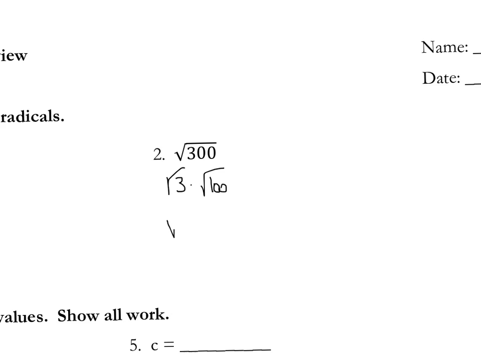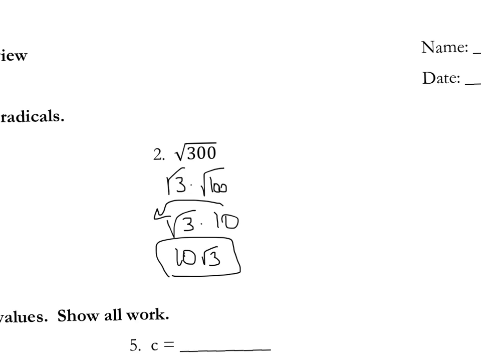Now, square root of 3 cannot be simplified, so I'll keep that right there. And the square root of 100 is 10. So I've taken a square root, so now the square root symbol is gone. That is the correct answer, but a lot of teachers like to see the coefficient out front, so I'm going to accept 10 times the square root of 3.